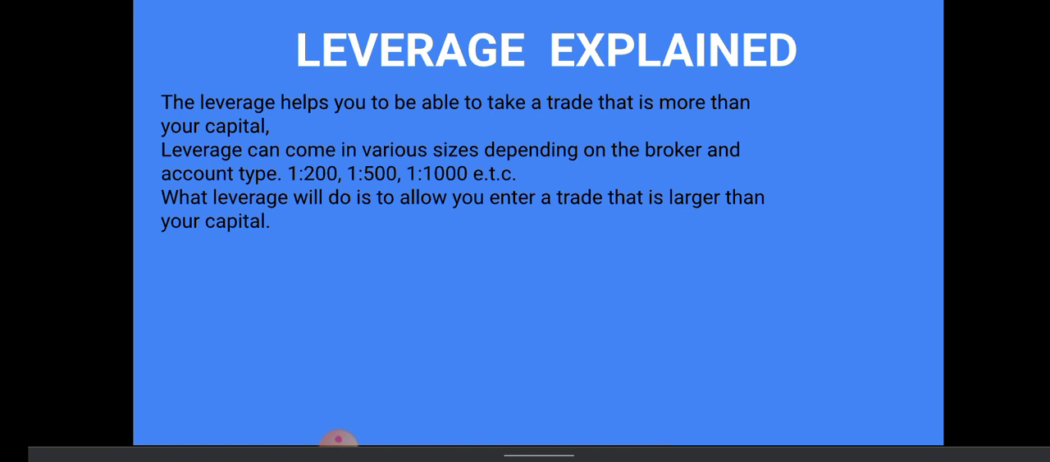If you are using a 1:500 account, it means you can take a trade that is 500 times larger than your capital. And if you are using a 1:1000 account, you can take a trade that is 1000 times larger than your capital. Okay, so it's just like a means of your broker lending you money for you to be able to take a larger trade. So what leverage will allow you to do is to enter a trade that is larger than your capital.